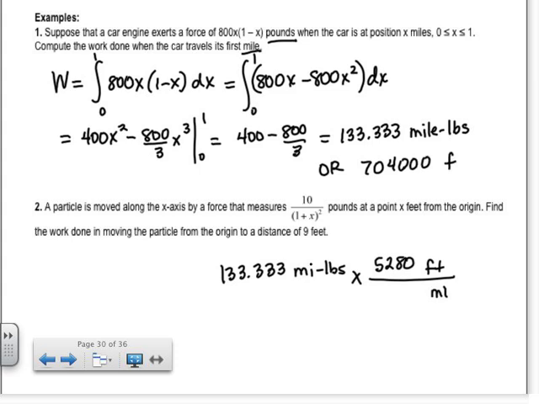foot pounds. Wait, is it 1 mile on the bottom? Yeah, it's like 1 mile, or 5,280. No, you don't get a point for that. All right, so I'd probably leave it as foot pounds.